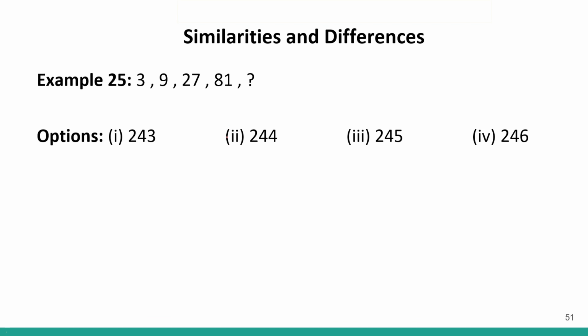Okay. Now, 3, then 9, then 27, then 81. So as I told you, whenever you see such a huge jump, assume that it is multiplication. So if I multiply 3 by 3, I'll get 9. Similarly, if I multiply 9 by 3, I'll get 27. Similarly, if I multiply 27 by 3, I'll get 81. So now I have to multiply it by 3. So if I multiply 81 by 3, I'll get 243, which is option number 1. So option number 1 will be my correct answer.